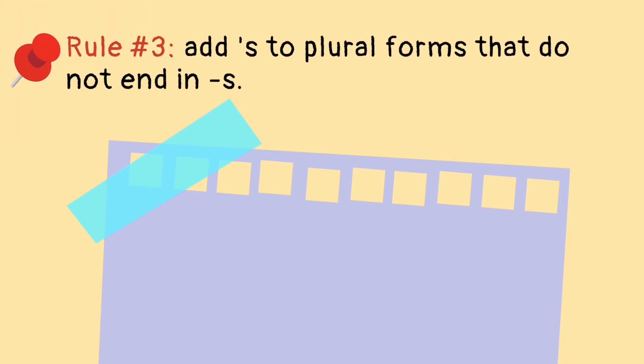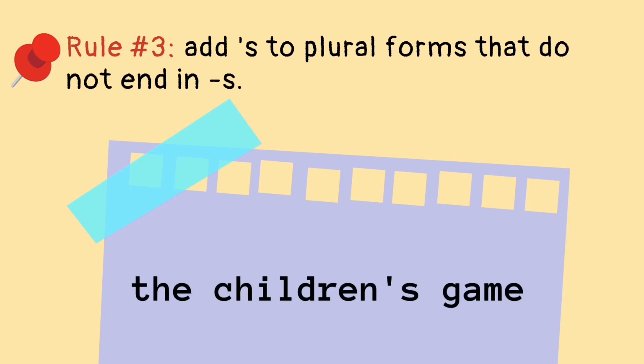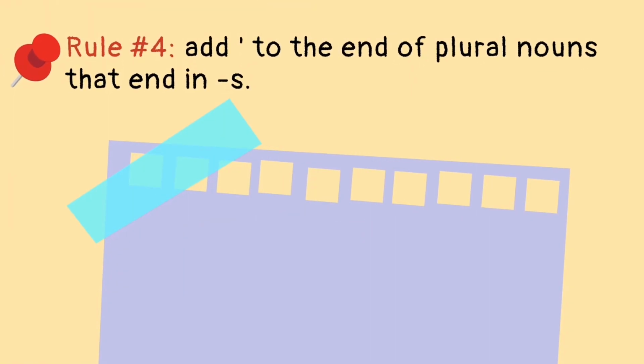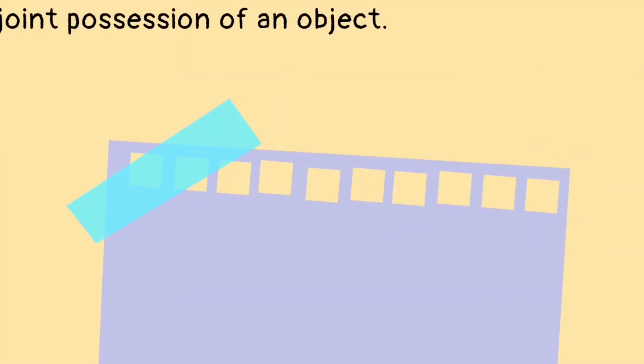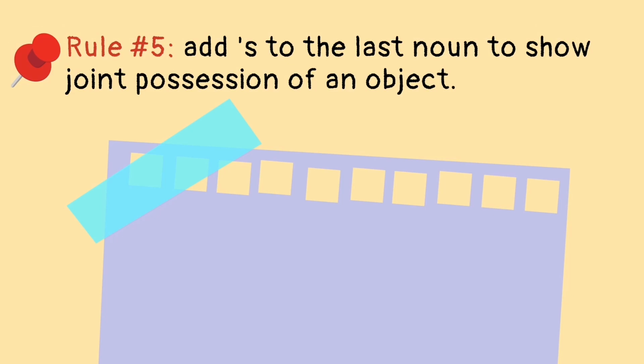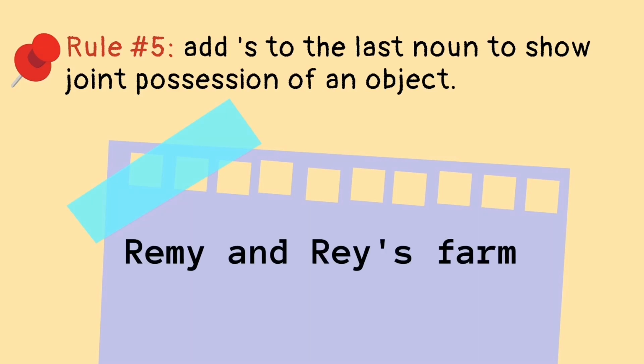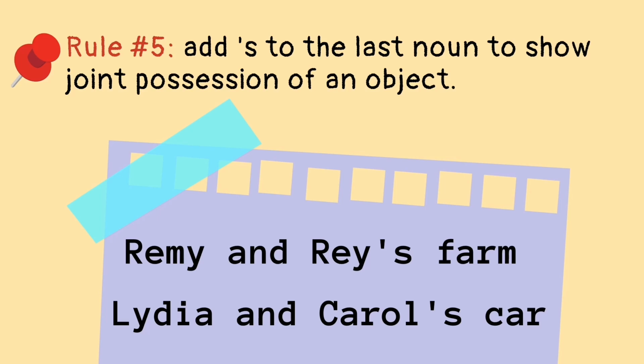Rule number 3, add apostrophe s to plural forms that do not end in s. Like for example, the children's game. Rule number 4, add apostrophe to the end of plural nouns that end in s. Like for example, the two girls' toys. And rule number 5, add apostrophe s to the last noun to show joint possession of an object. Like for example, Remy and Ray's farm, Lydia and Carol's car.